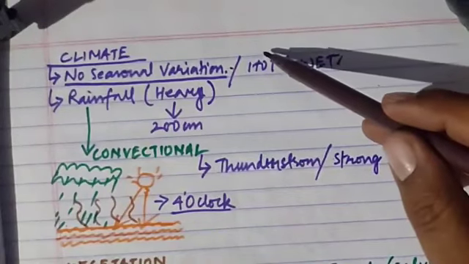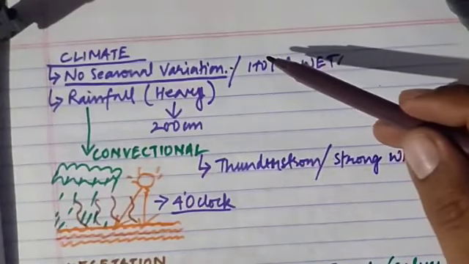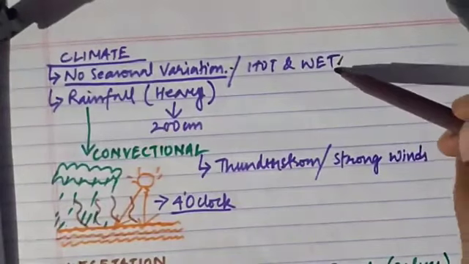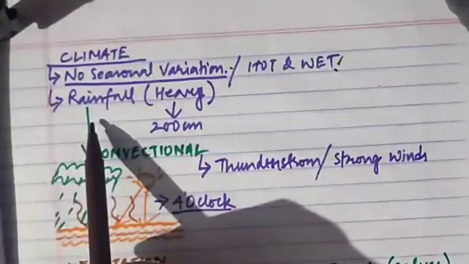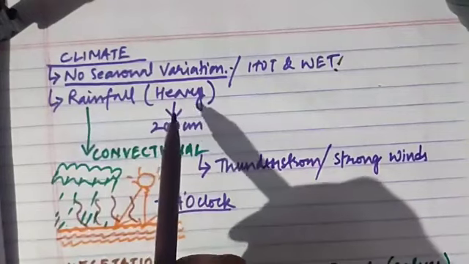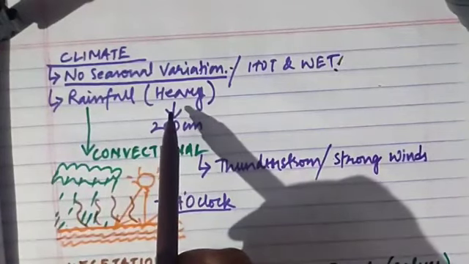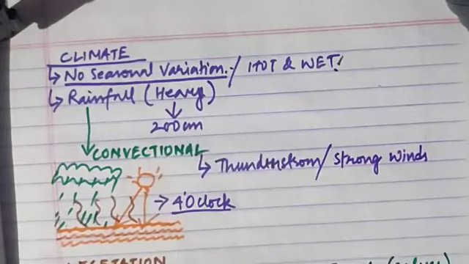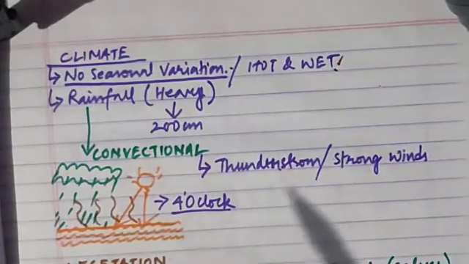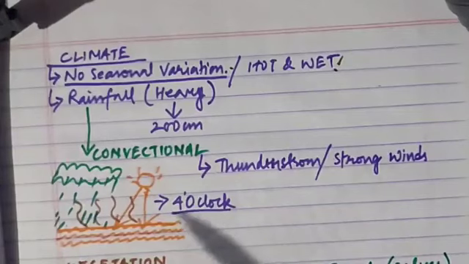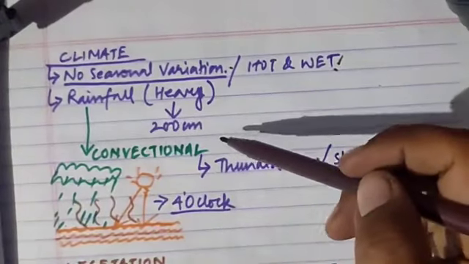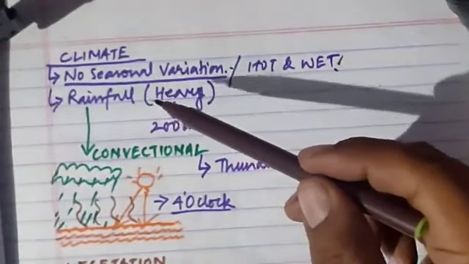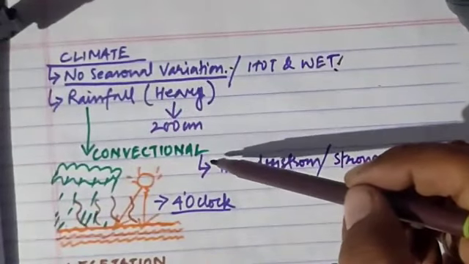Now hot, as it receives the direct rays of the sun, the average temperature is 25 degrees Celsius. Now wet is because this area receives very heavy rainfall, and the average rainfall which falls on this area is around 200 centimeter, that too throughout the year. Throughout the year it receives the same amount of rainfall, and the rainfall which occurs in this area is of convectional type.